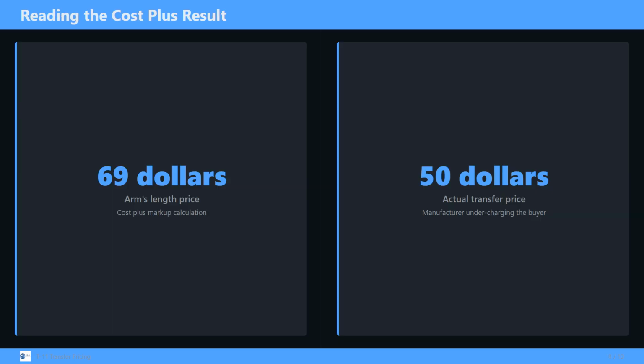Now say the actual transfer price charged was only $50, well below the $69 arm's length price. Here the direction flips compared to the RPM example. The manufacturer is undercharging the buyer, so income shifts out of the manufacturer and over to the buyer. Same diagnostic logic as before, just running in the opposite direction.